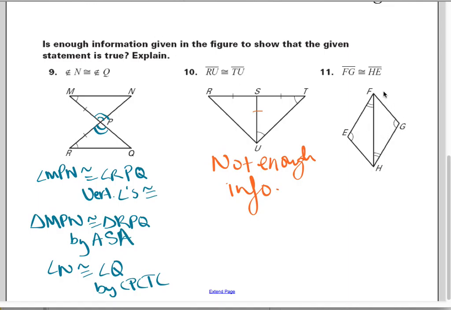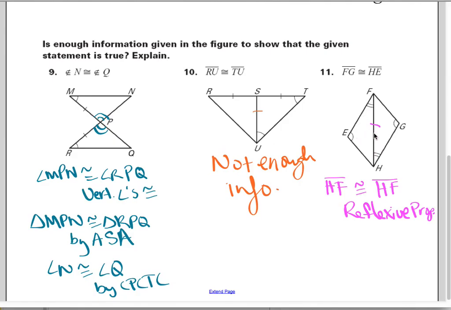On number 11, we've got 2 angles marked in each triangle, and then these triangles are touching. They share a side, so let's mark the shared side with 1 marking because there was no sides marked originally. And let's write down why we're marking that: HF congruent to HF by the reflexive property. And now let's look at our pictures.